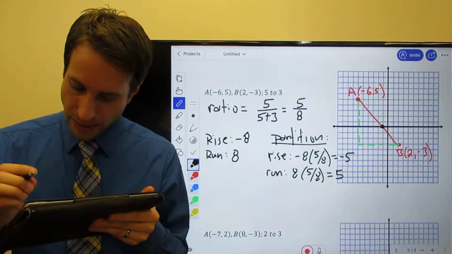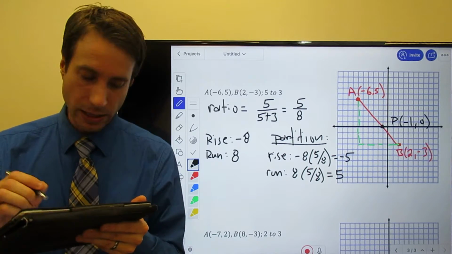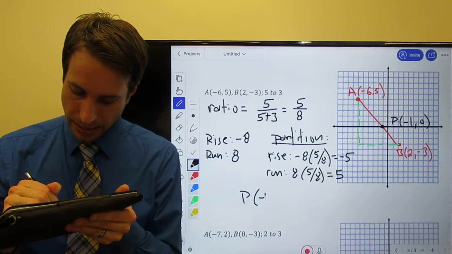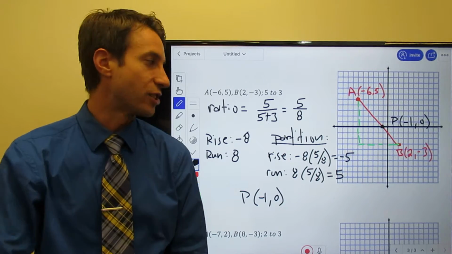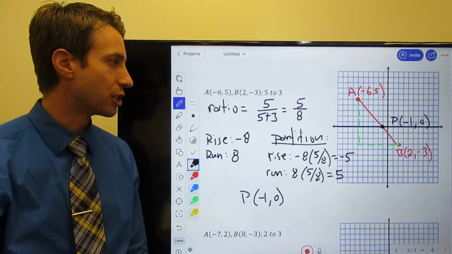Right there. So P is at the point -1, 0. It's right there on the x-axis. P is -1, 0. And guys, just like that, we're starting to get really fast at these. They're not too terribly tricky.